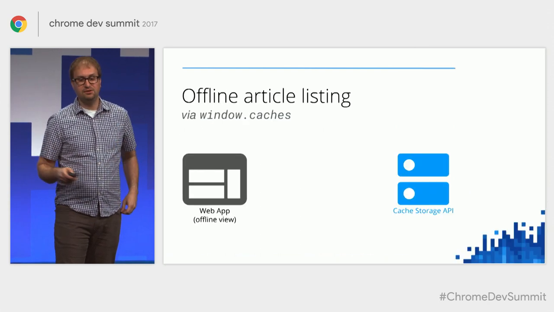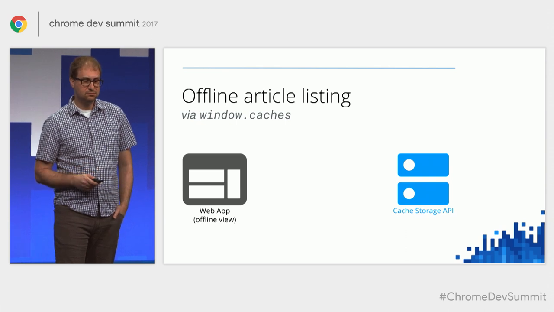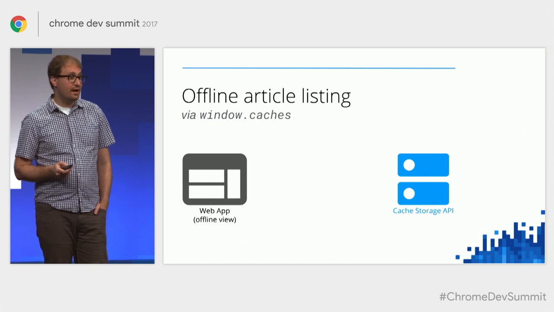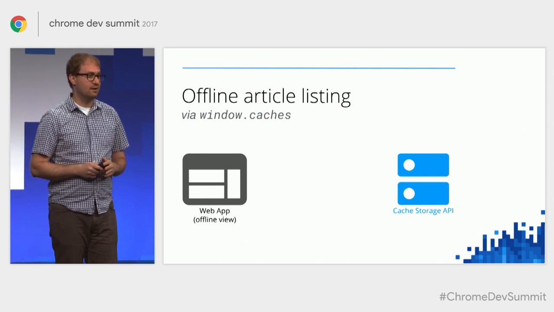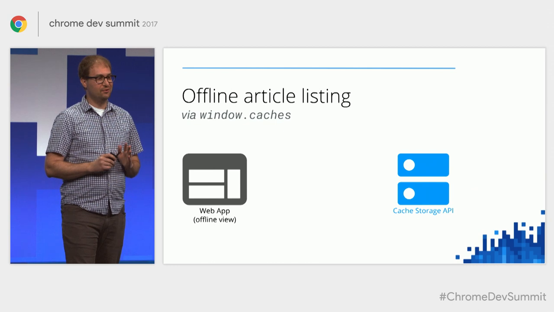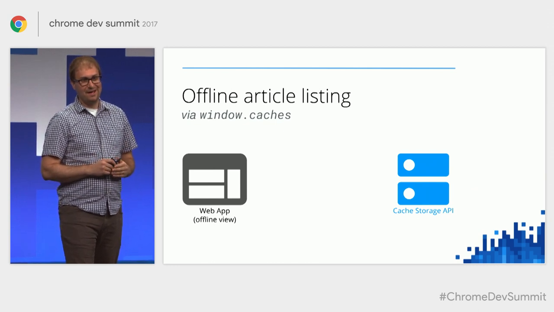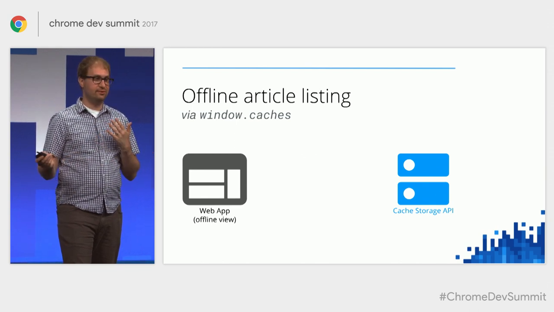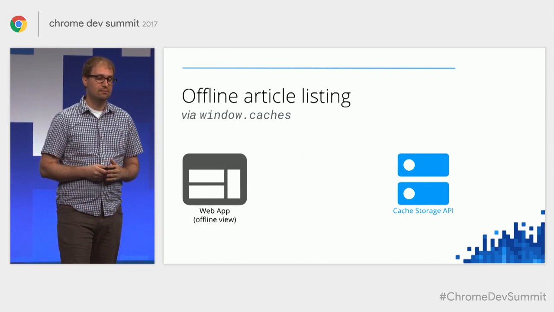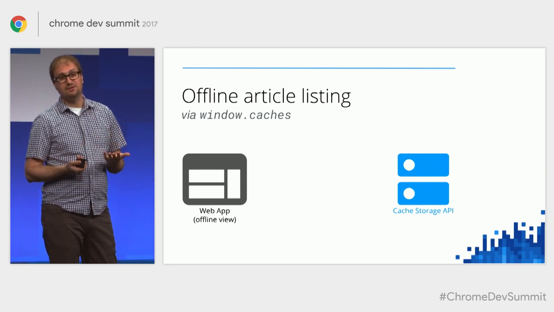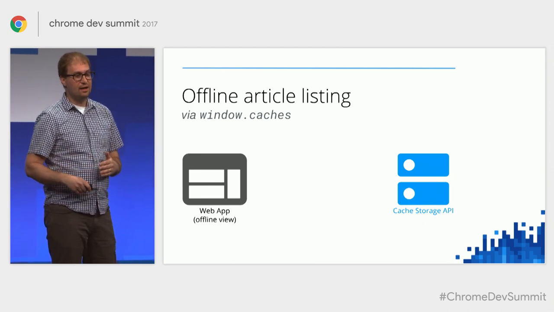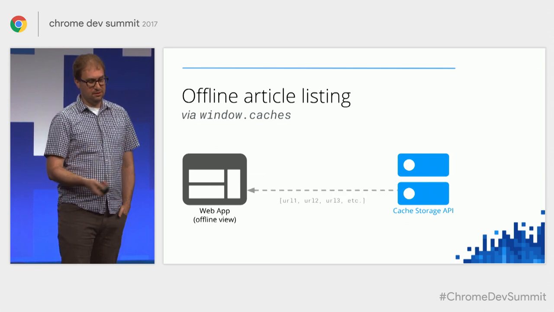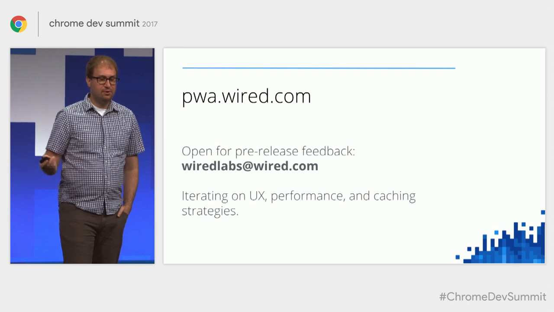So let's take a quick look at how they're generating that offline article list. A little known secret of the cache storage API is that it's also available outside of the context of the service worker. And I'm always surprised at how many people don't know that. It's very useful. A web page can ask for the contents of any cache directly without having to go through the service worker to get that information. The cache storage API returns a list of cache URLs, and then Wired's using that list to populate its offline view. See here?